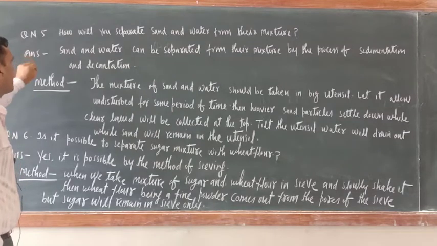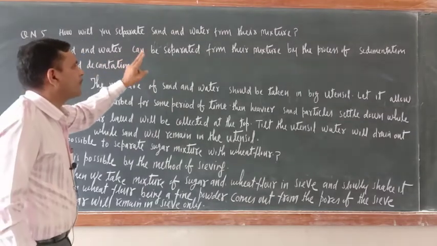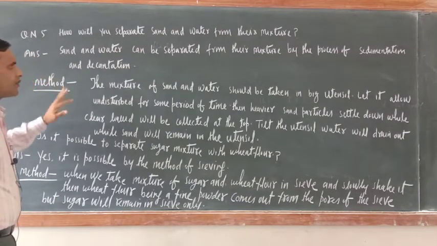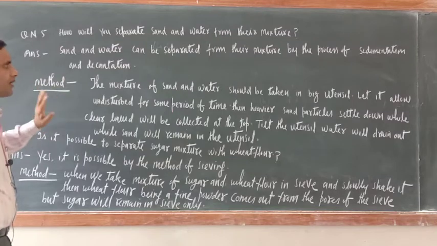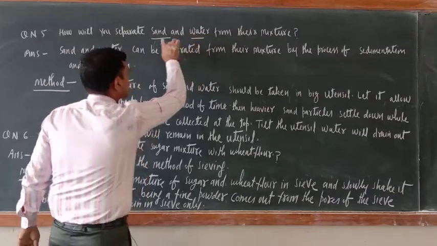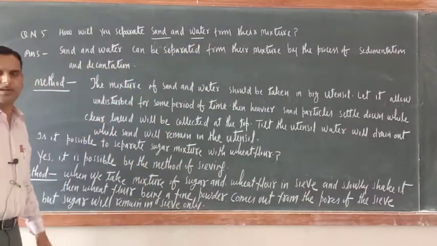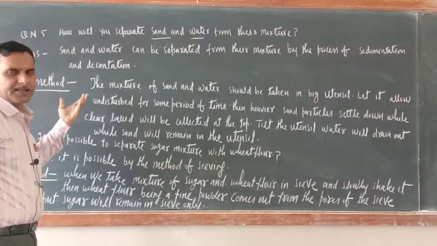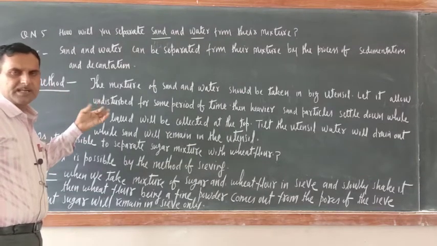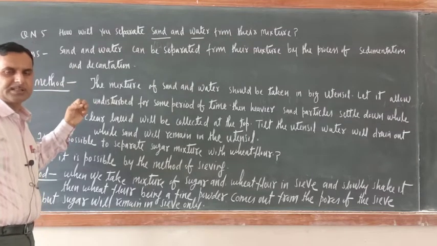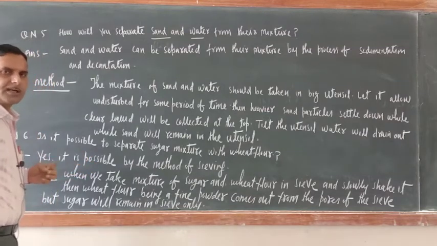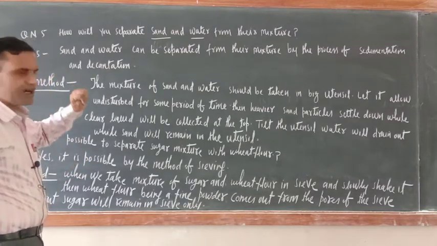Question number 5 is: how will you separate sand and water from their mixture? It is a very clear question. You have to separate the mixture of sand and water. These are the two components: one is solid, the other is liquid. A very easy method is there. The method name is sedimentation and decantation. These are the two methods by which you can separate them. Just see how you will do it.